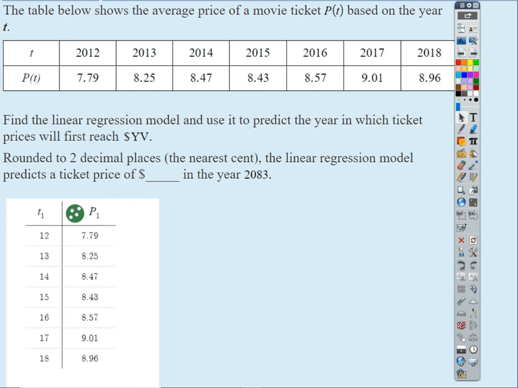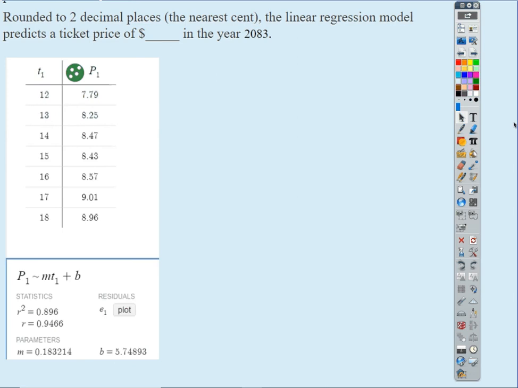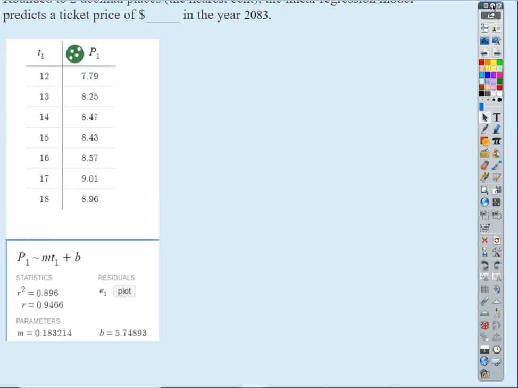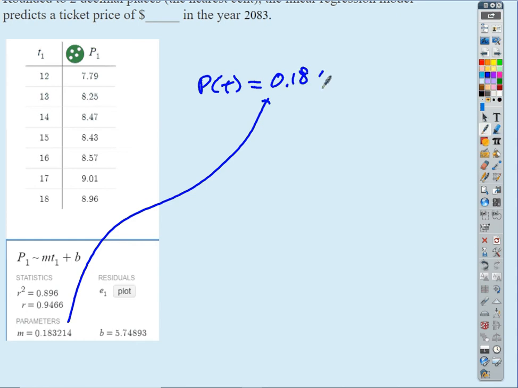Okay, so what's that stuff telling us then? That's telling us that the best model is P of T equals that slope. Now, we don't want to write that whole thing out to a billion decimal places, right? So in Moodle, when we're writing out the regressional model, I just told you to round all the coefficients to 2 places. So that would round to 0.18 T plus B, which is 5.75. Okay, that make sense?